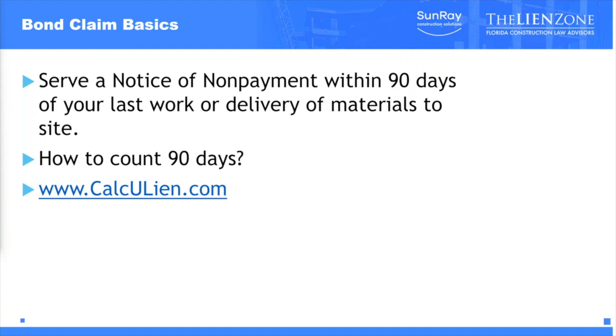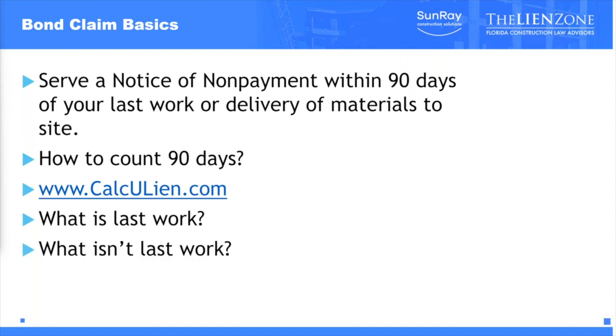Using the calculating tool will help you calculate those days. Last work is the same as we talked about. The best way to understand what last work is is to describe what it isn't. And just like the notice to owner, it does not include warranty work, punch list work or repair work, and the mere act of passing an inspection doesn't entitle you to claim that date.